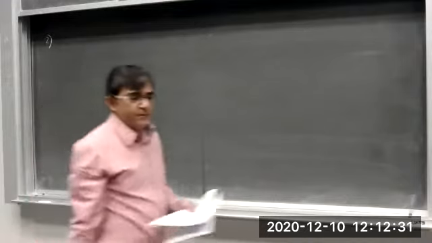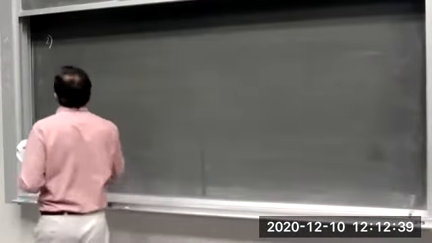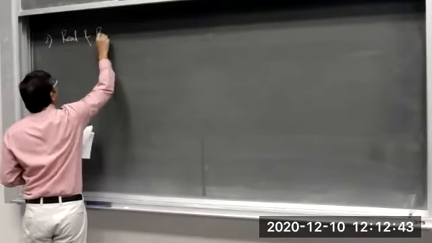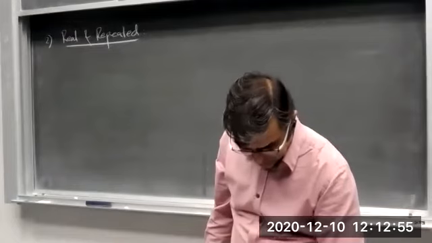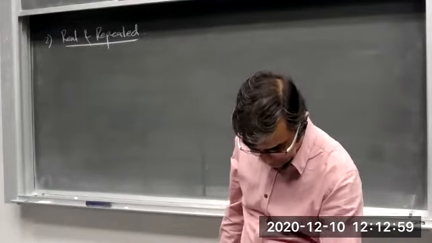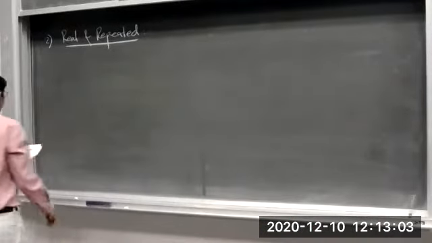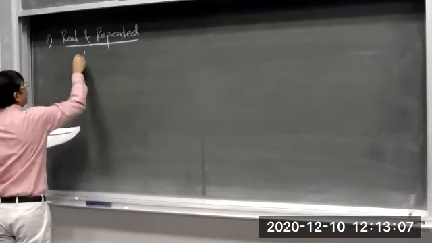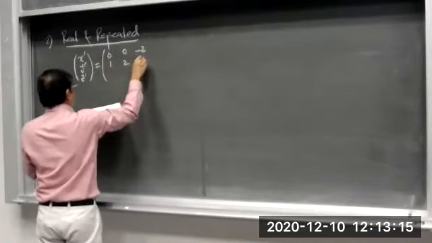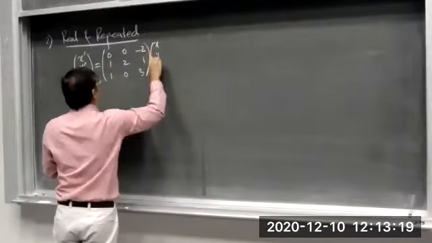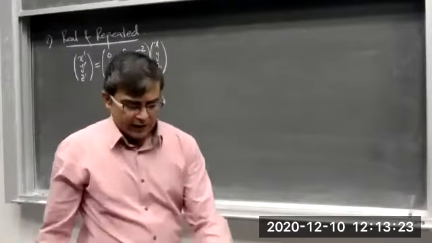Now, the second case, when the roots are repeated. Roots are real and repeated. And as an example of this, let me take this example. The system y', z' is the matrix 0, 0, -2, 1, 2, 1, 1, 0, 3 times x, y, z. It's a 3x3 system.